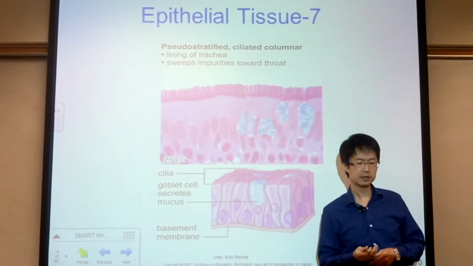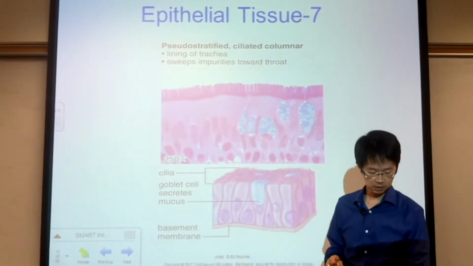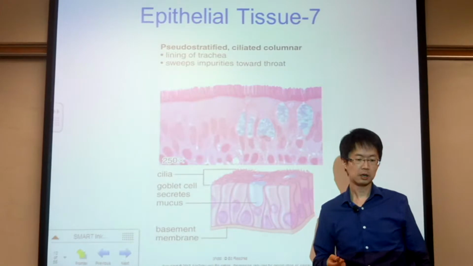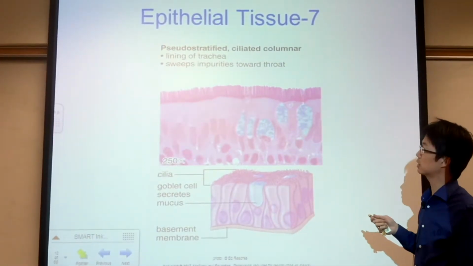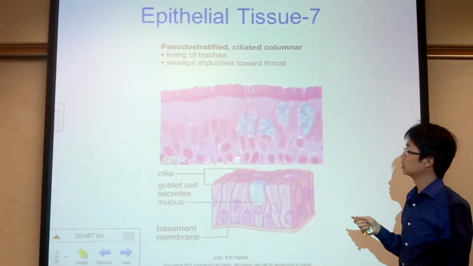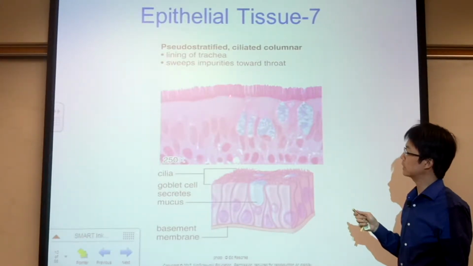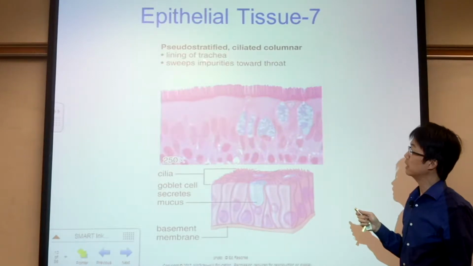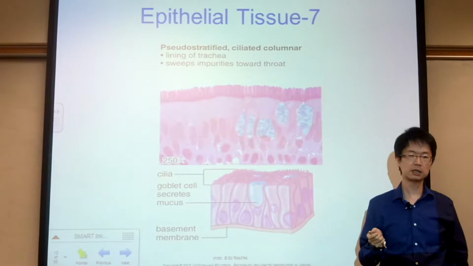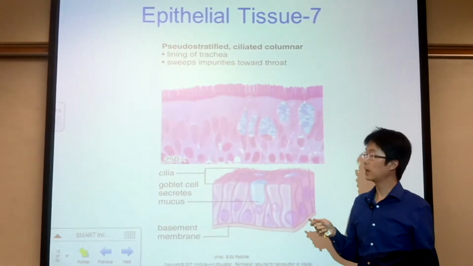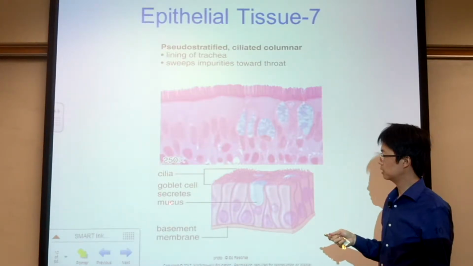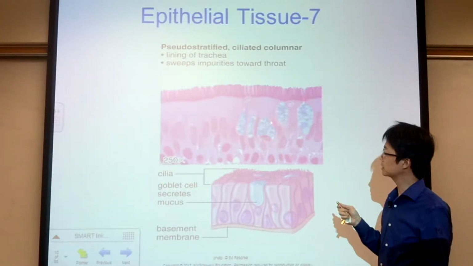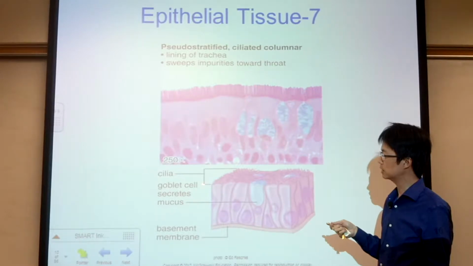Okay, epithelial tissue, we continue. We have the pseudostratified ciliated columnar epithelium. So you can see that they line the trachea. Why is that? Okay, the trachea means the windpipe. We have this type of cell, they call it goblet cell. Goblet cell is the cell that can secrete mucus.